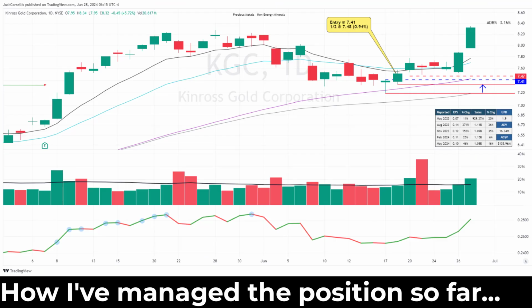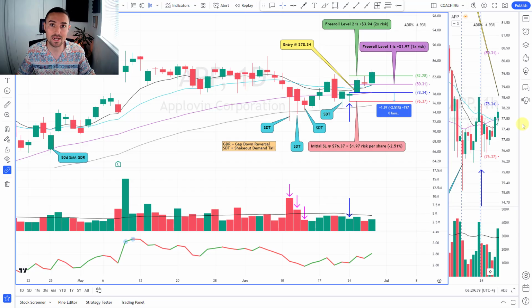So you may recall from last week, I taught you about a pullback buy to the 50-day moving average, that shakeout demand tail in Kinross Gold. So this is the trigger bar setup, which is another entry method technique that I utilize.